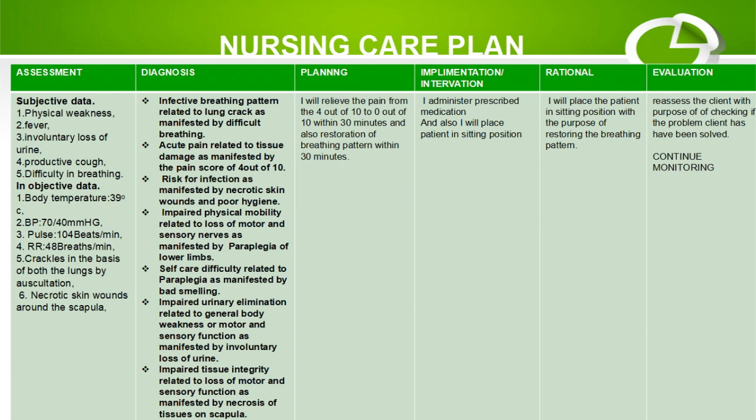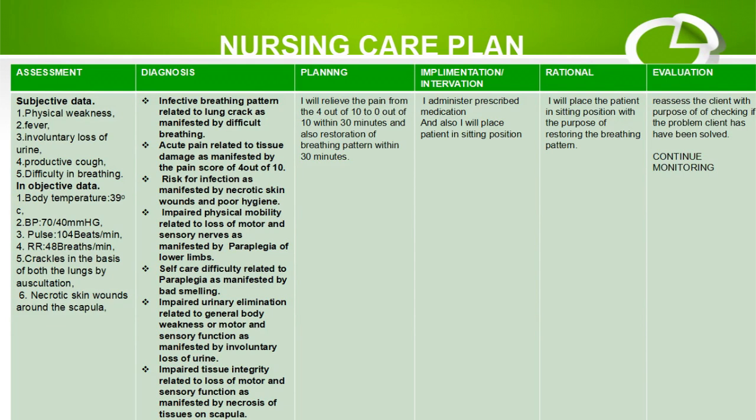Self-care deficit related to paraplegia as manifested by bad smell. Impaired urinary elimination related to general body weakness or loss of motor and sensory function as manifested by involuntary loss of urine. Impaired tissue integrity related to loss of motor and sensory function as manifested by necrosis of tissues on the scapula. Let's stop here and join the next part.